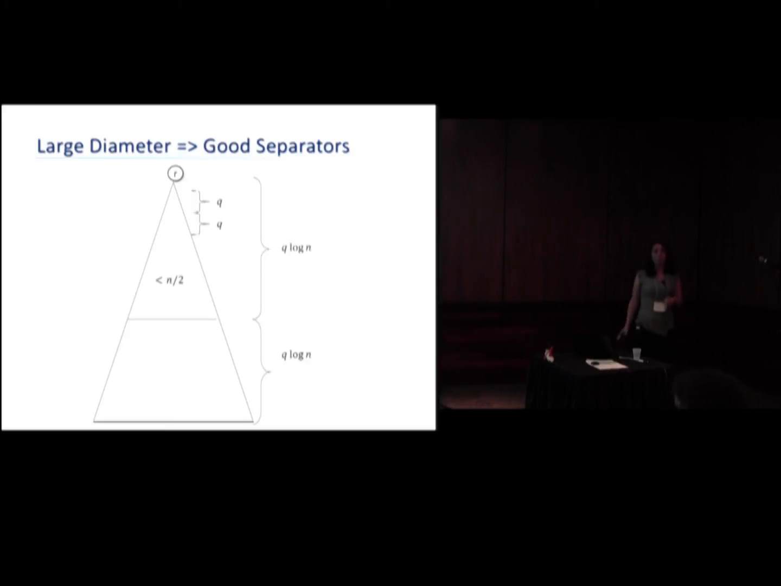And now, because the diameter is large, I have many separators to pick from, and by the pigeonhole principle, one of them should be good, should be relatively small according to both the upper part and the lower part. The proof is slightly more technical than that, but only slightly. So if the diameter is large, we can always find a good separator.